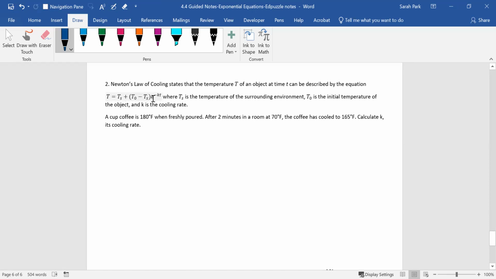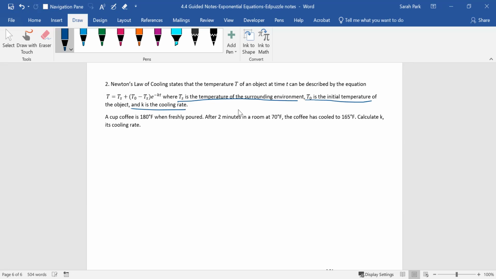times e raised to negative kt, where T sub s is the temperature of the surrounding environment, T initial is the beginning temperature, and k is the cooling rate, because all objects have different cooling rates.